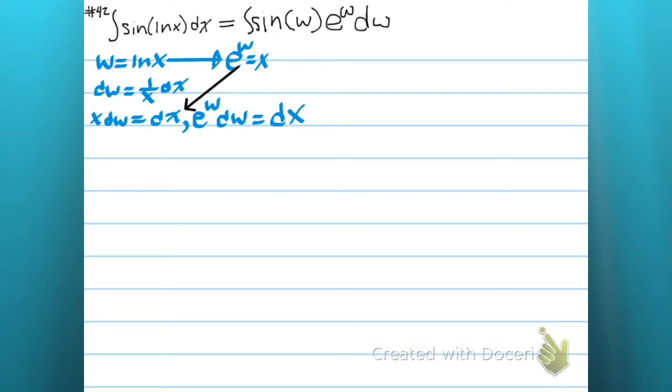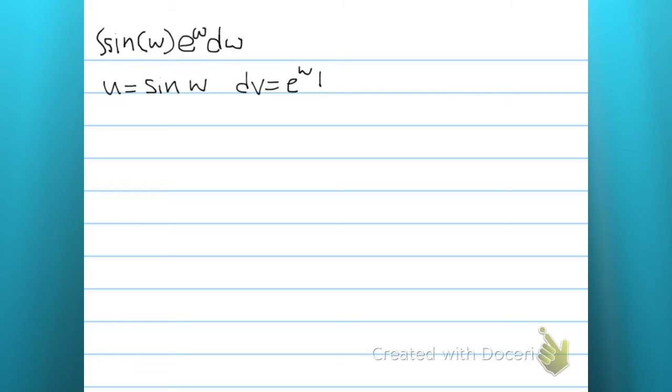Now we see that's a uv sub. I'm going to rewrite that. So that's sine dub e to the dub d dub. What am I going to let u be? u is going to be the sine of dub. That makes dv e to the dub d dub. So then du is the cosine dub d dub, and v is e to the dub.